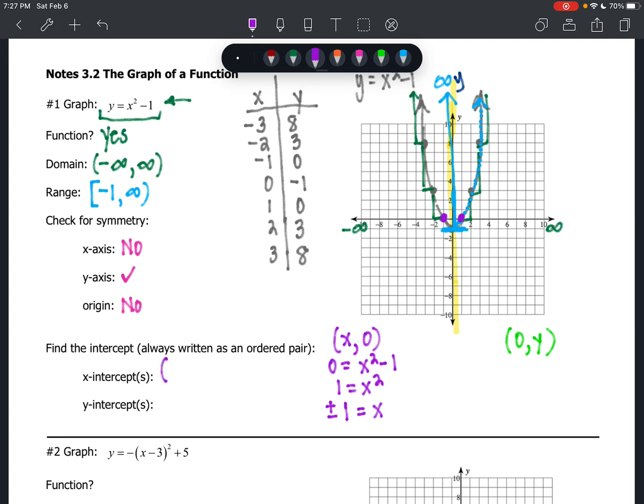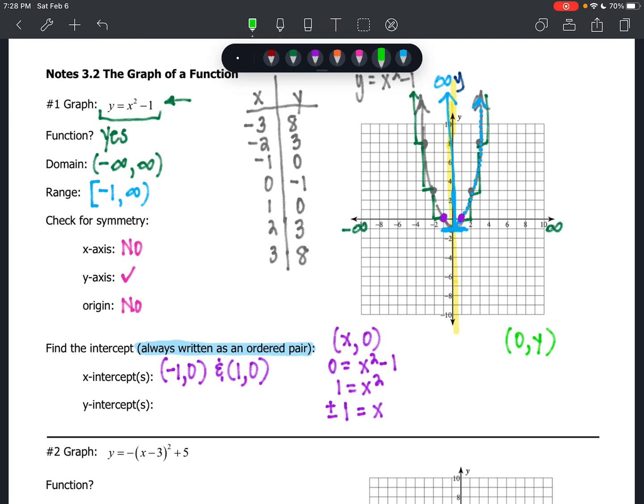Therefore, our x-intercepts are negative 1, 0 and positive 1, 0. Very important. I would highlight this. Always, always, always write your intercepts as ordered pairs. If you do not write your intercepts as ordered pairs, it will be considered incorrect. We want to be correct.